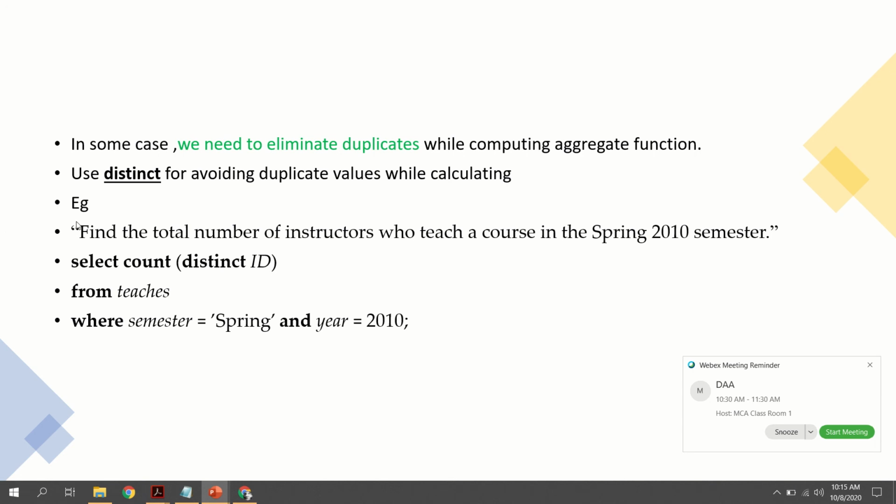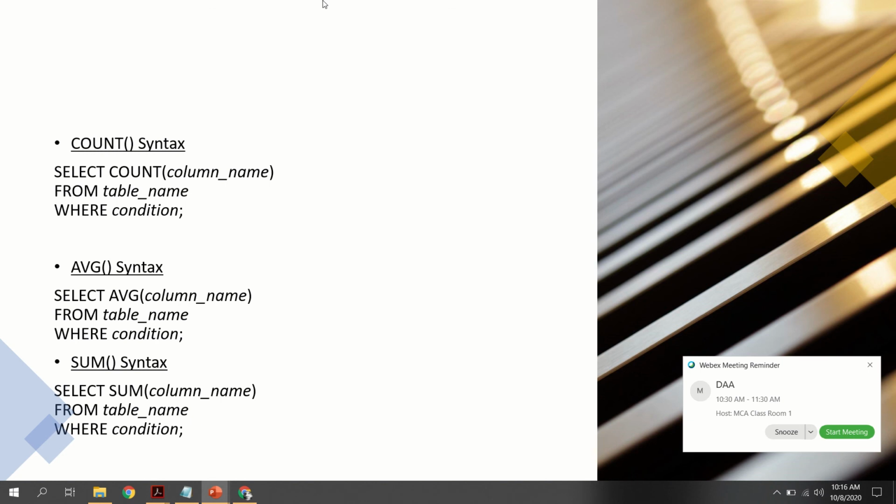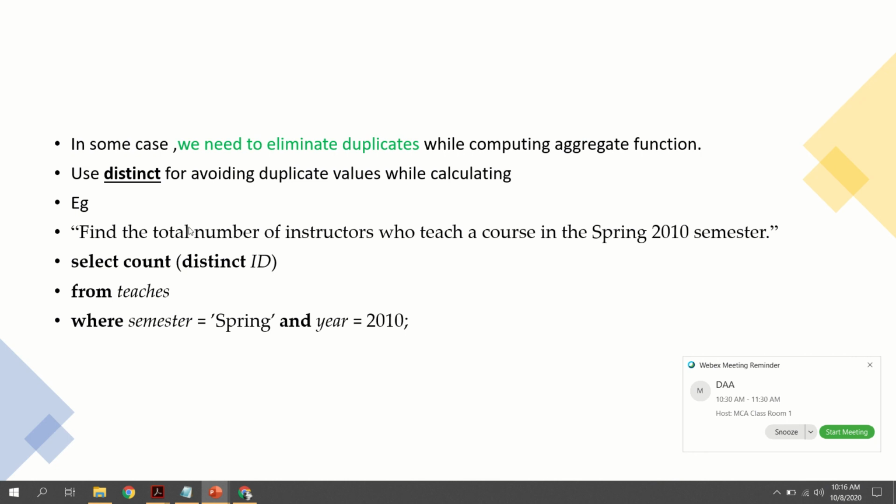For example, suppose there is a question like this. Find the total number of instructors who can teach a course in the spring 2010 semester. Actually this is taken from a table which is called the teaches table, and in that table there were separate columns, one for semester and one for year. So spring 2010 is taken from 2 different columns. What is the meaning of this statement? We want to find out the instructors who are teaching a course in this combination, that is spring in 2010.